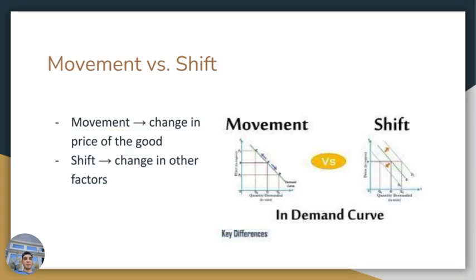Now we're going to distinguish between a movement along the supply curve and a movement of the entire curve. A movement along the supply curve occurs when the price of the good itself changes, leading producers to supply more or less. A shift of the supply curve happens when other factors such as production costs, technology, or policies change the quantity producers can supply at every price.